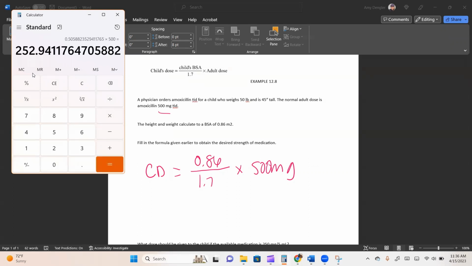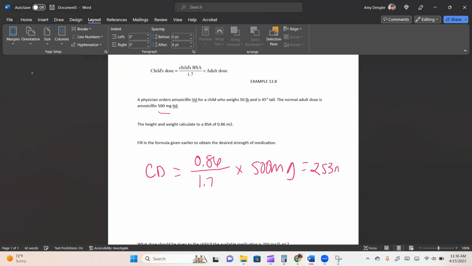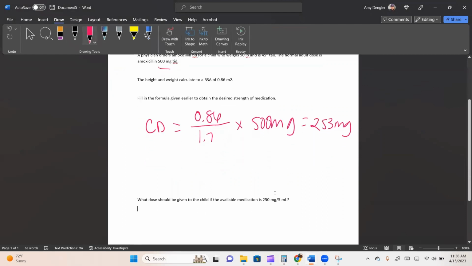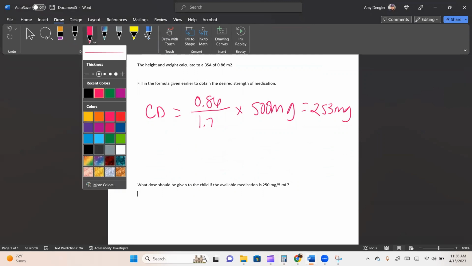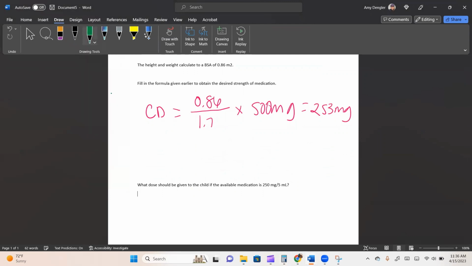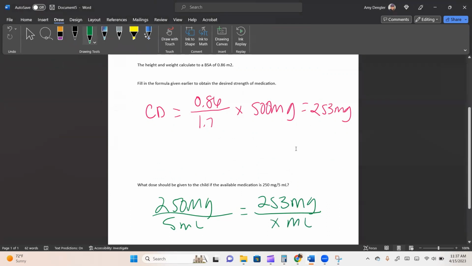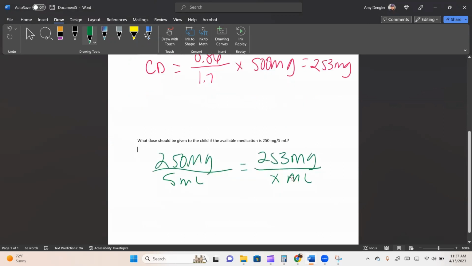So we get like 252.9. I would say 253 milligrams. And then down here it says what dose should be given if the available medication is 250 milligrams per 5 ml. So just like the previous problem, we really don't have to do any math because the dose is 250 milligrams over 5 ml, which we know is 1 teaspoon. And we have 253 milligrams that we need to give. So since we're using an approximate method to calculate the dose, we will just approximate it down to 250 milligrams, which is 5 ml.